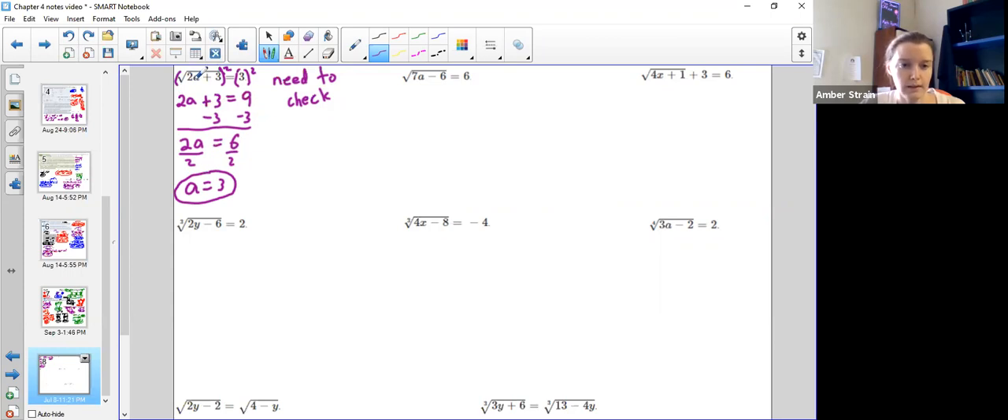2 times 3 is 6. 6 plus 3 would make 9. And sure enough, the square root of 9 is 3. So it checks out.